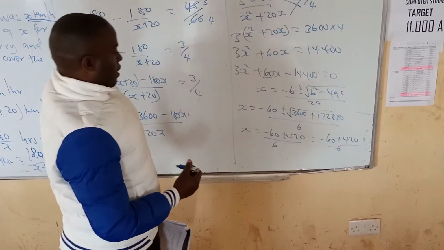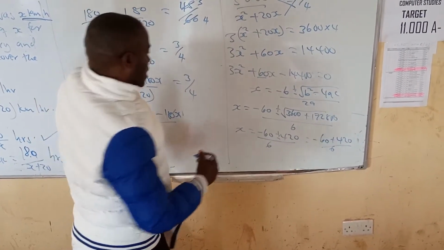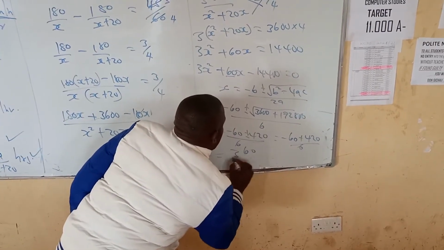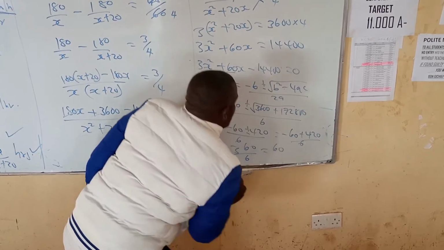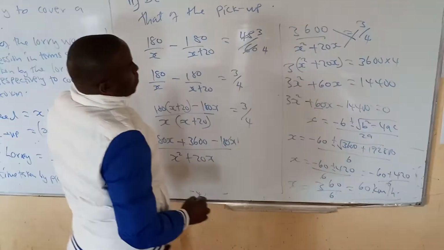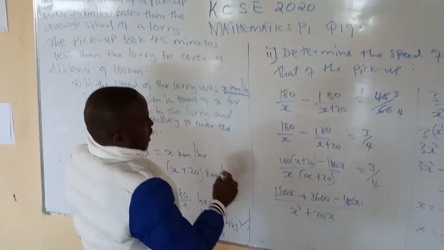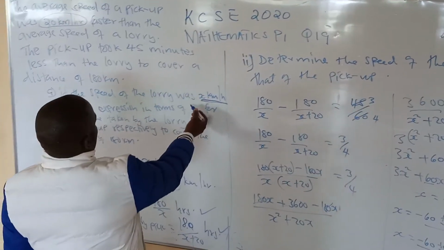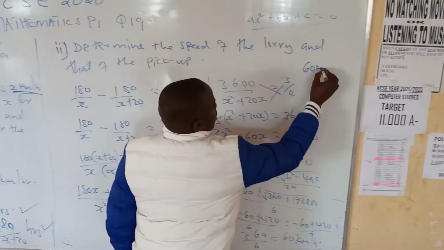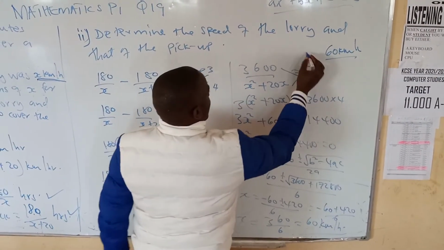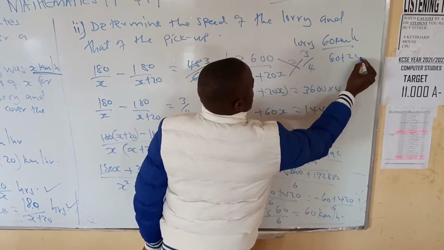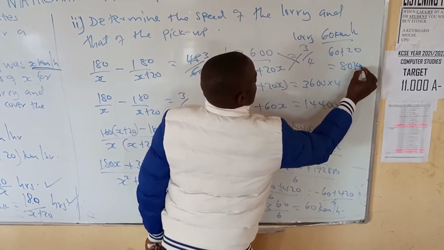420 minus 60 is 360. So x equals 360 all over 6, which gives you 60. So our 60 kilometers per hour is our x. So the speed of the lorry was x kilometers per hour. So the speed of the lorry is 60 kilometers per hour, and therefore the pickup is x plus 20, which is 60 plus 20 gives you 80 kilometers per hour.